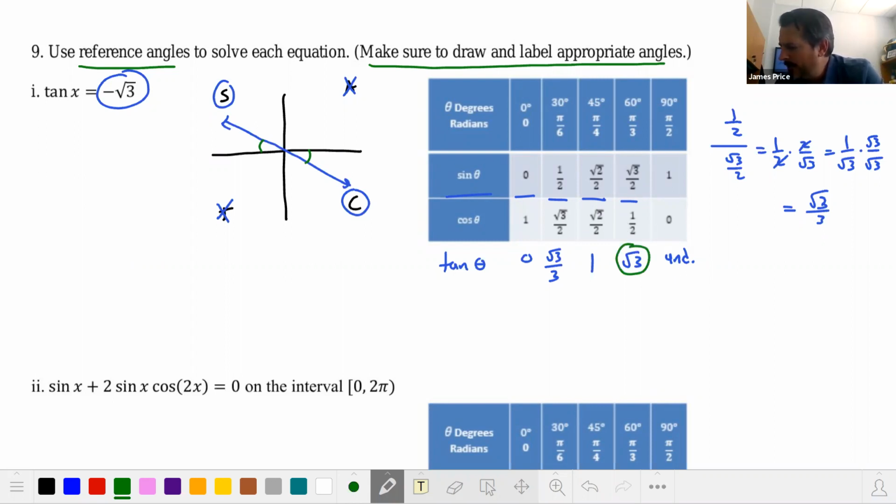That gives us the reference angle. We don't really care about the plus or minus when we look for the reference angle. We just care about the absolute value of that, basically. And so that's pi over 3. So pi over 3 and pi over 3.